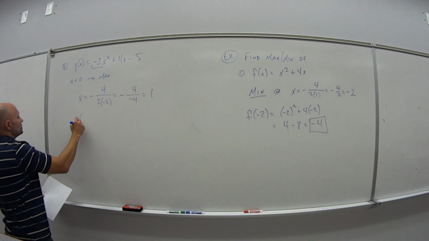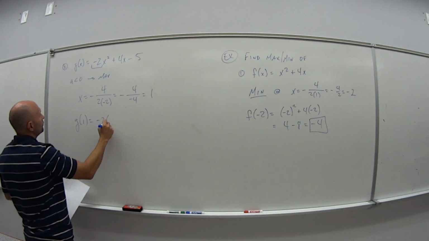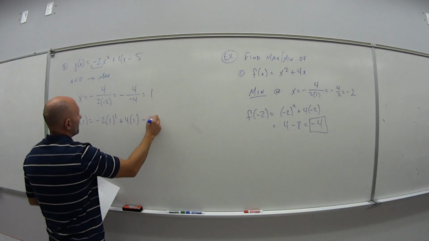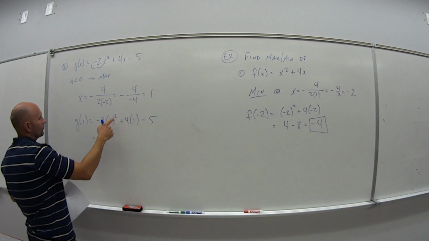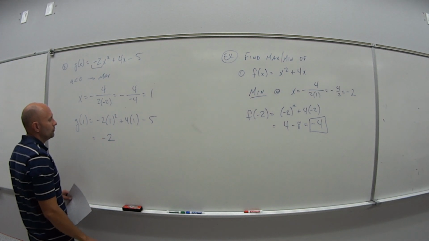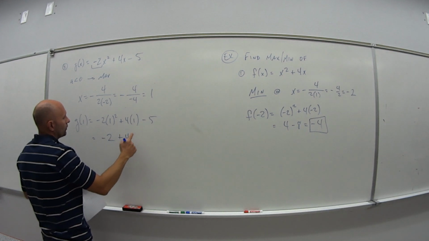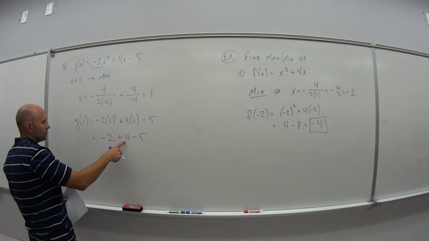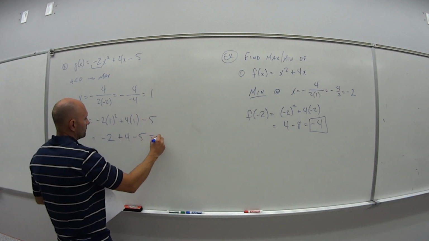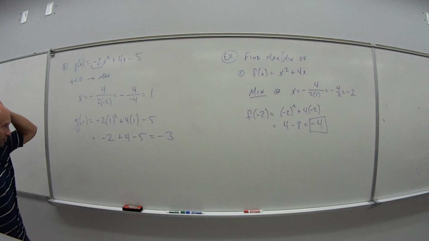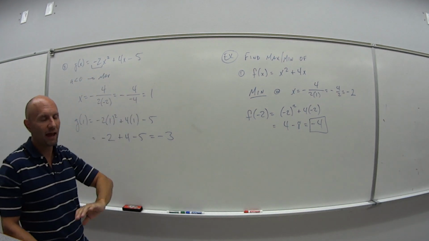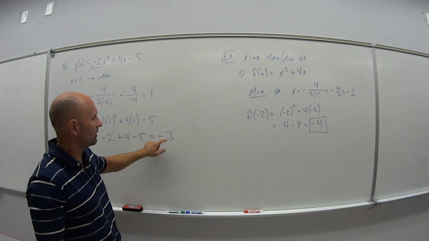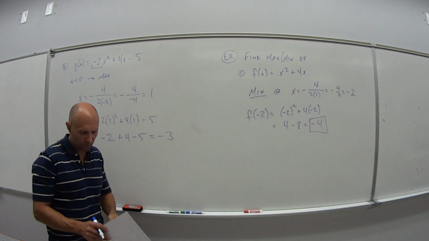So if I find g of 1, that's minus 2 times 1 squared plus 4 times 1 minus 5. 1 squared is 1, times negative 2 is negative 2. 4 times 1 is 4, minus 5. So negative 2 plus 4 is positive 2. Positive 2 minus 5 is negative 3. So the maximum value that this function ever takes, I can plug in 1,000,000 for x, it's never going to be bigger than negative 3. That's my maximum value.